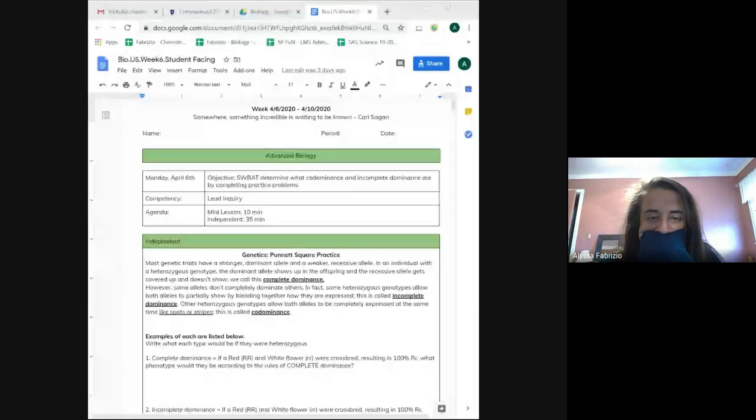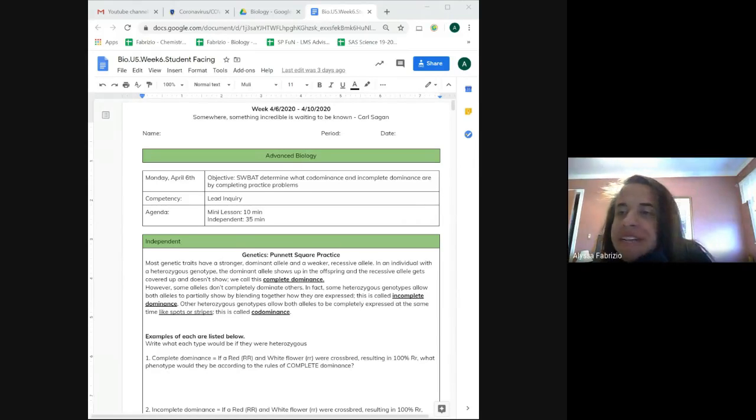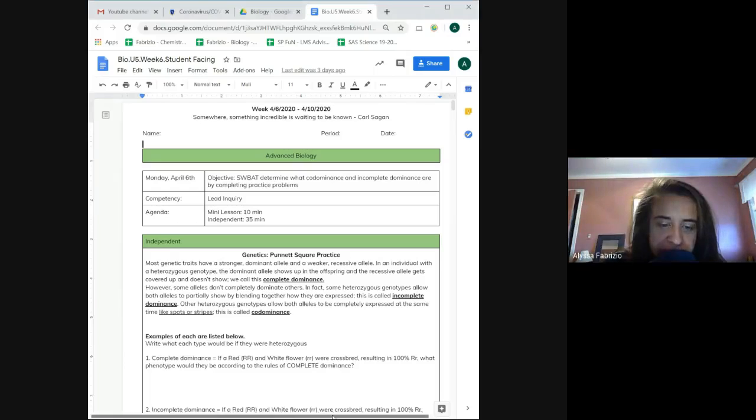Window. Like this one? The codominance one, right? Yeah, the codominance. Oh my god. Can you even see anything? Yeah, what do you see? I see the Google Doc. Do you? Oh, that's weird. It's not showing me. Okay, I am presenting. Okay, whatever.